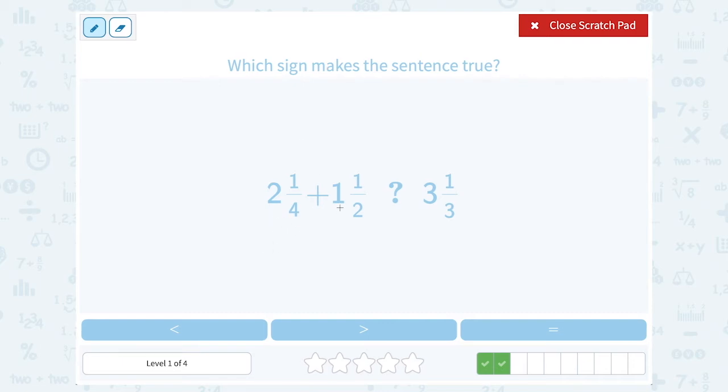Well, let's find the common denominator for 4, 2, and 3. Okay, so I want to find the smallest number that all of those go into. So one way I can do this is I can think of my multiples, which is basically counting by those numbers, right? Multiples of 2 would be things like 2, 4, 6, 8, 10, 12, and so on.